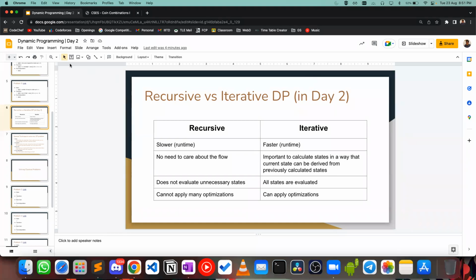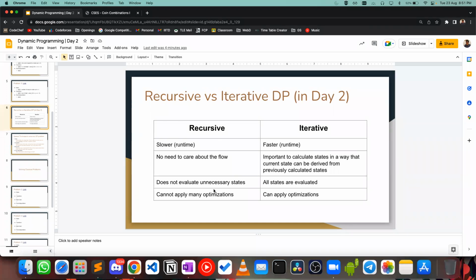But anyway, these two points should be clear, that you have a slower runtime in recursive, faster runtime in iterative manner. In the recursive manner, you don't care about the flow of states. You just call some random functions and they give you a result somehow, in some magical way. But in the iterative manner, it's very important to calculate state in a way that your current state, if it is dependent on some other states, they should have been calculated already.